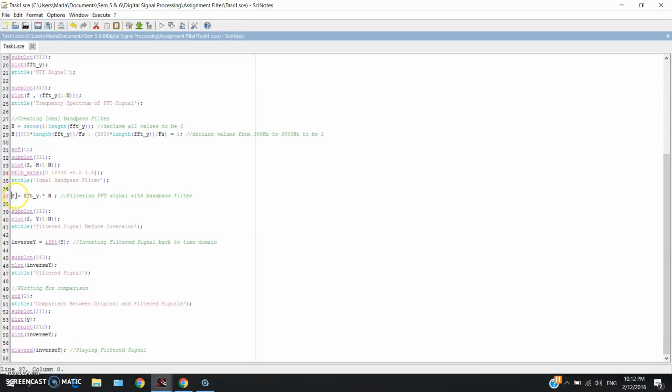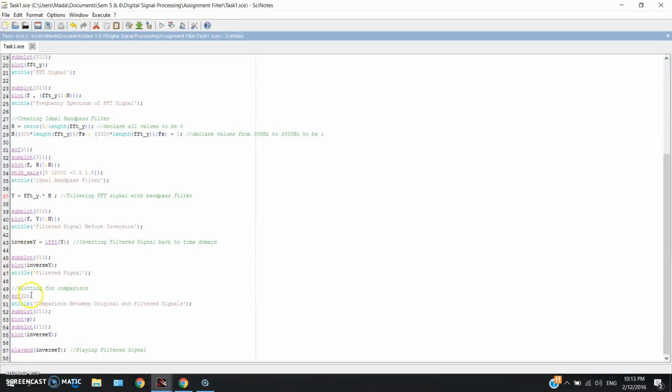Line number 37 represents the process of filtering the FFT signal with the bandpass filter. Here I use the multiplication rule, which is to multiply the FFT signal by the bandpass filter, so it becomes capital Y. And here the inverse Y represents the inverse FFT signal, back to the original sound wave.